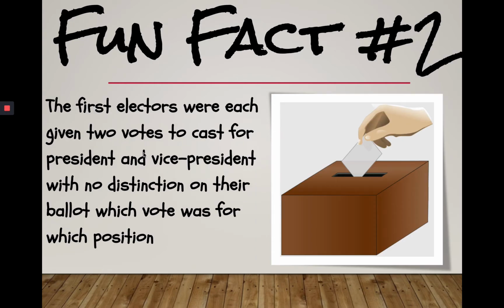Fact 2, the first electors were each given 2 votes to cast for president and vice president with no distinction on their ballot which vote was for which position.